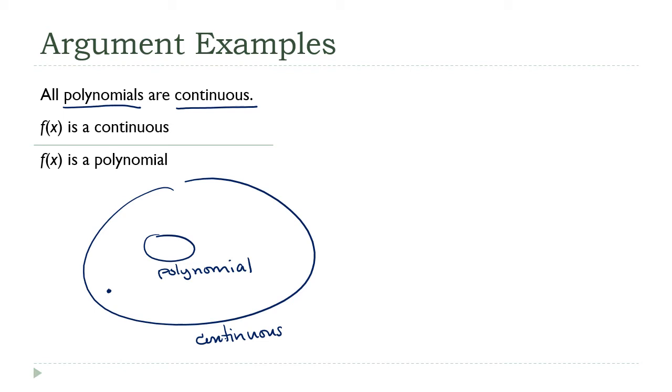So because it's possible that my function is here, inside the continuous circle, but outside the polynomial circle, I'm going to have to conclude that this is also an invalid argument. Okay, so again, hopefully you're kind of seeing what's going on here, right? Notice I've got continuous here, and then I assume something about continuity, and I've got polynomials here, and that was up here in the premise.